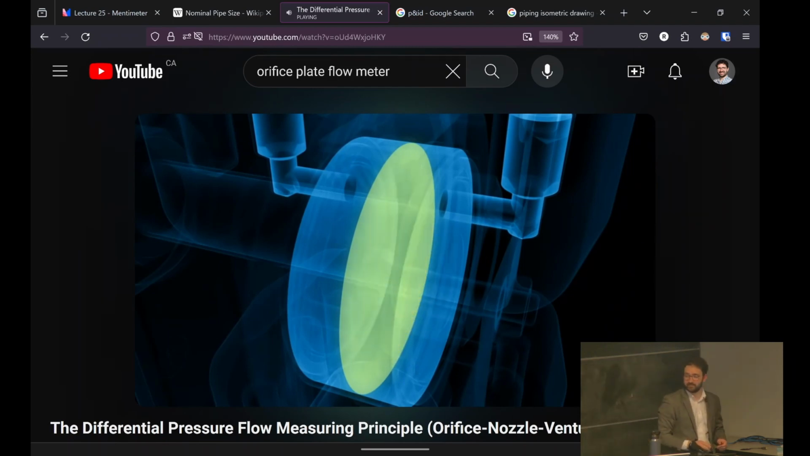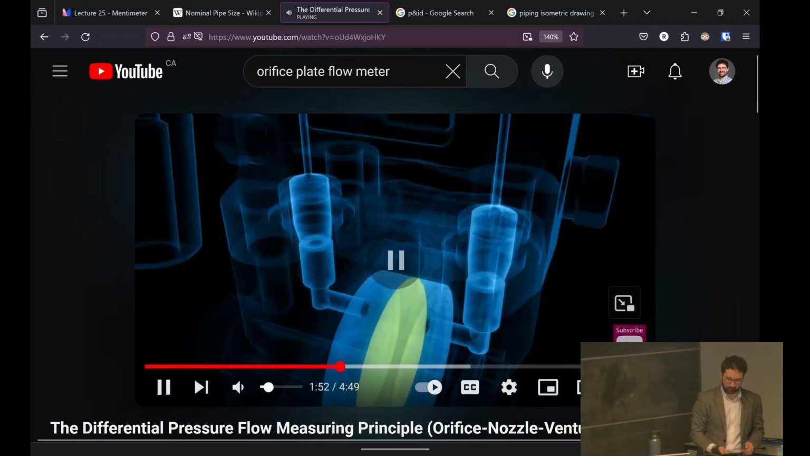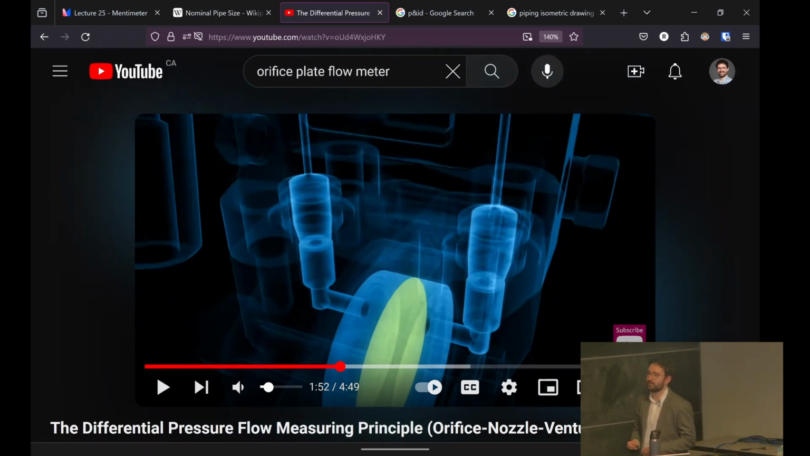Any other questions? Any other questions here? That's to measure the pressure differential. So this diaphragm is how some types of differential pressure sensors work. Any other questions?